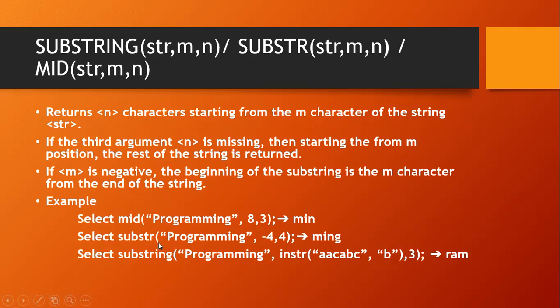Here, SELECT SUBSTRING('programming', -4, 4). You should start from -4, and how many characters are needed? 4. So when I say -4, it is counting from the end: from G onwards it is -1, then -2, -3, and -4. Your string starts here at -4. So from -4, 4 characters, 1, 2, 3, 4. Hence you got the output as ming.